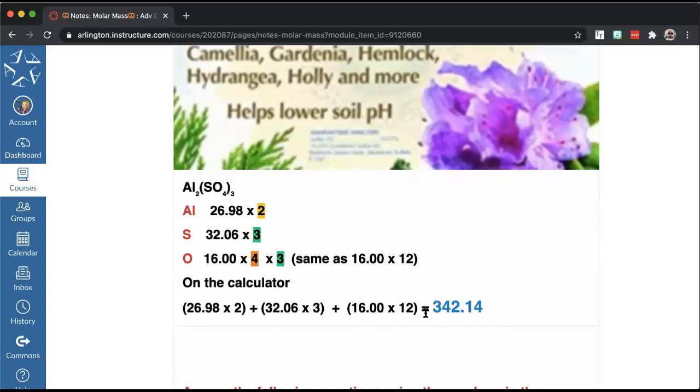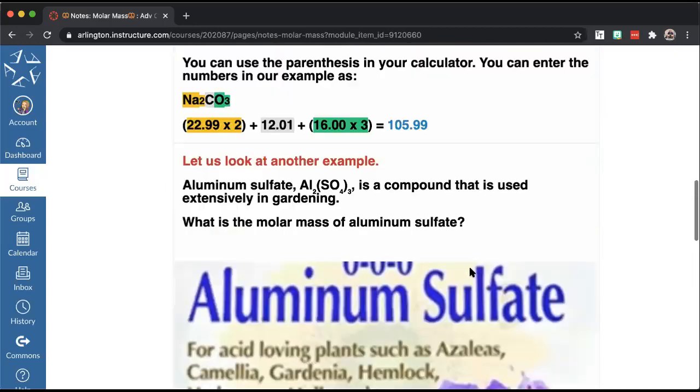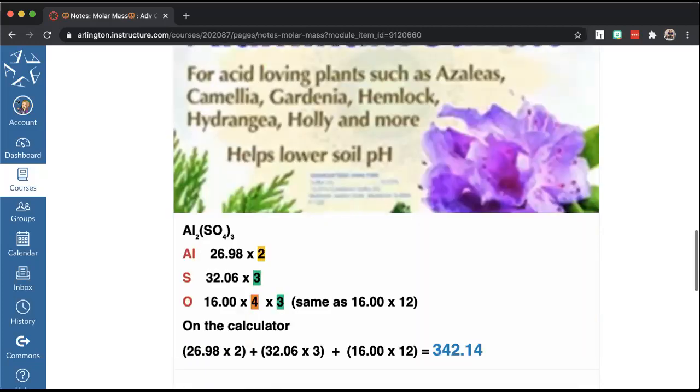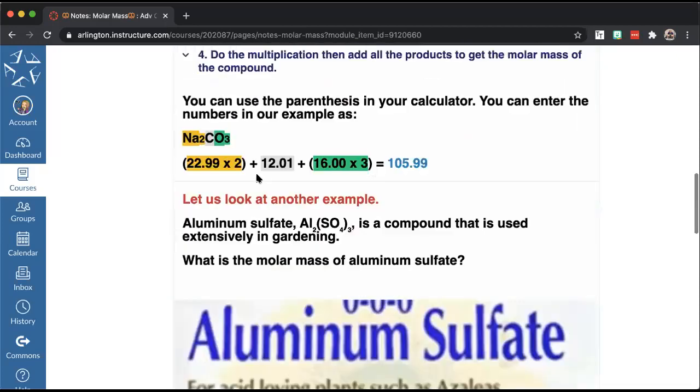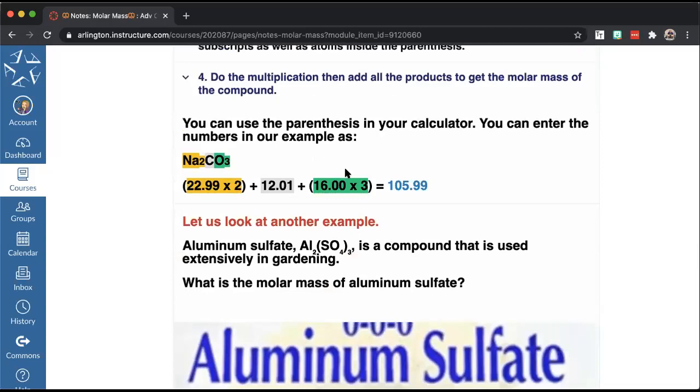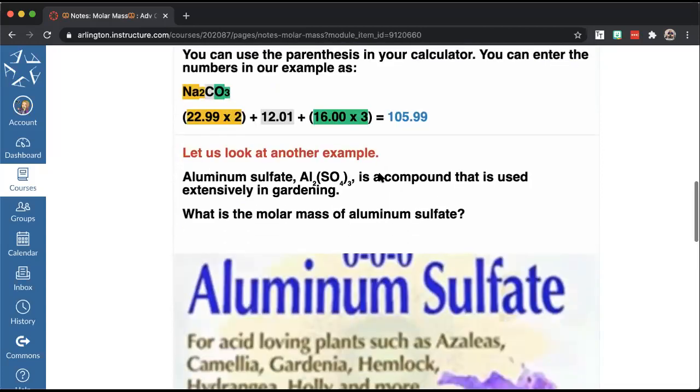Obviously this is a way different number than we got for the first one. The first one, 105.99. This one, 342.14. So this one has a much higher molar mass. And it makes sense because look how many atoms are in it. There's 12 oxygens, 3 sulfurs, and 2 aluminums, so there's 17 different atoms in this one. Whereas in the first one, we only had 6 atoms. And so if you have more atoms, typically that's going to mean a higher molar mass.